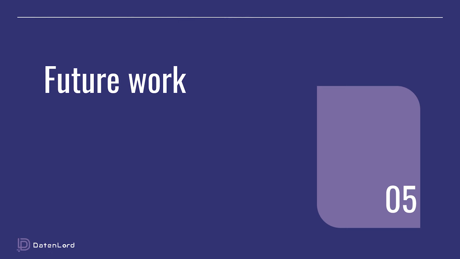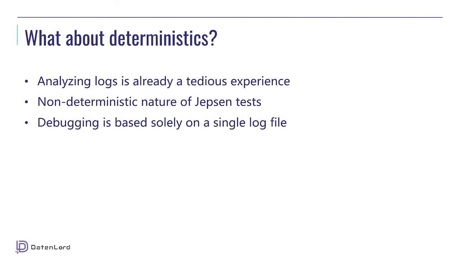For the final part, let's discuss the future work we have planned for chaos engineering. Analyzing logs can already be a tedious experience, especially when the need for additional tracing logs arises. In such cases, you often have to add the necessary code and essentially restart the entire debugging process. The non-deterministic nature of Jepsen tests further adds to the debugging time. It becomes challenging to reason about the system state based solely on a single log file.